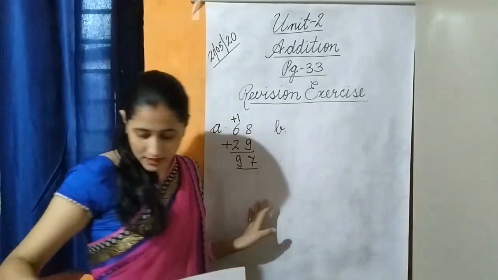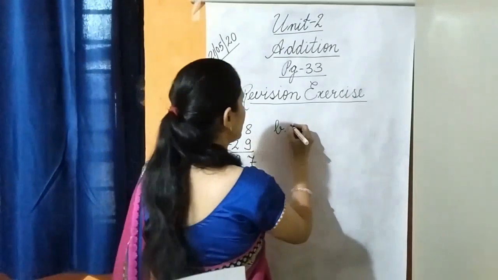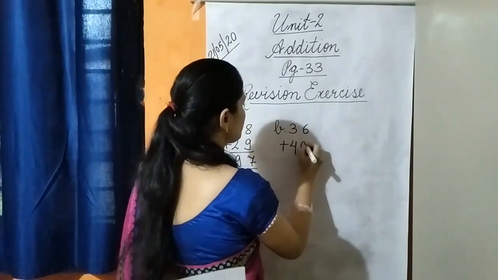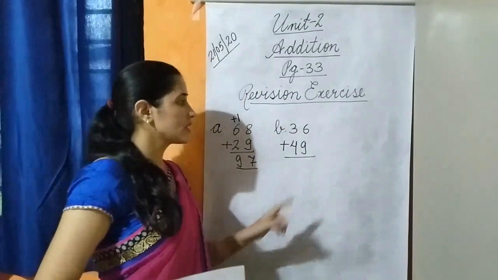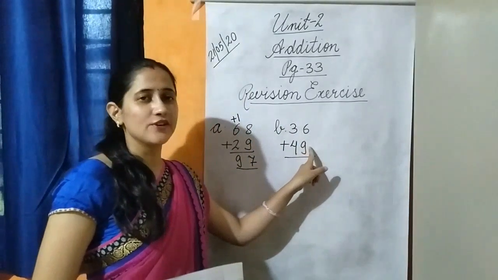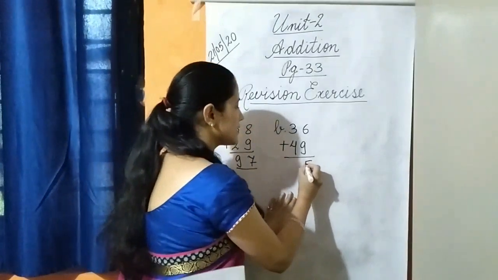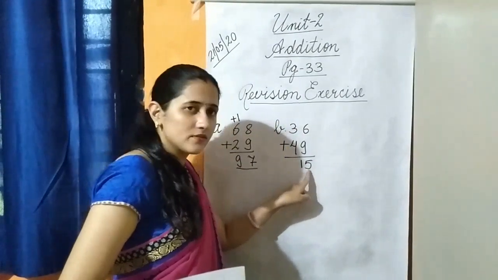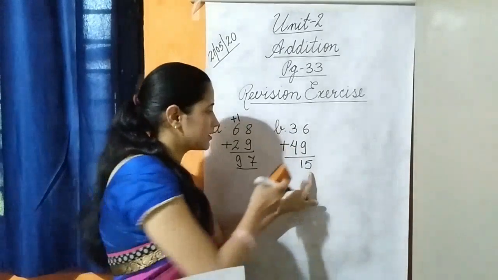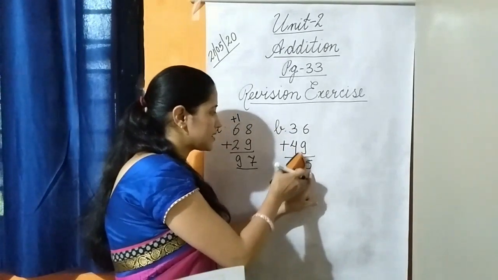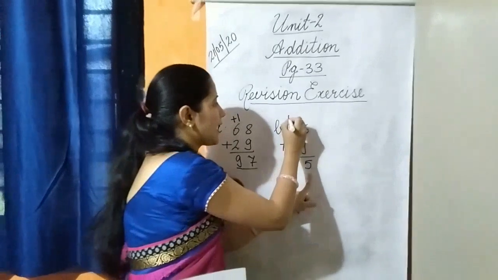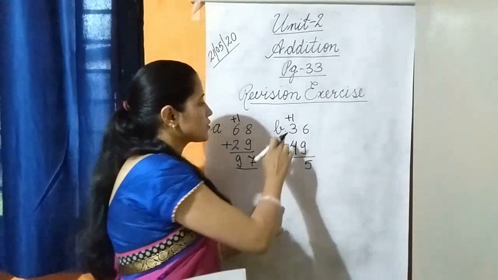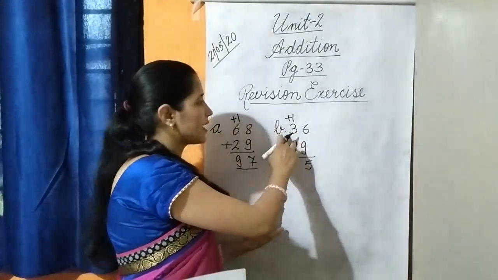Now B is 36 plus 49. 6 plus 9 is 15. So the 5, the ones place, we write here, and the 1 which is at tens place we take as carry on the next value. So 4 plus 3 is 7, and 7 plus 1 is 8.